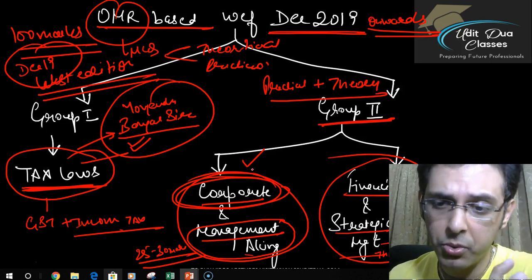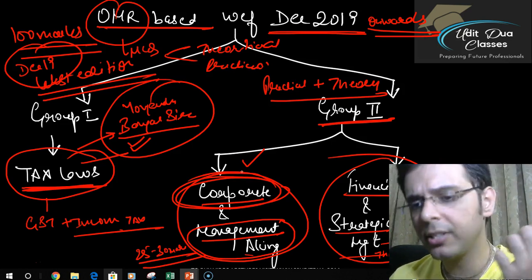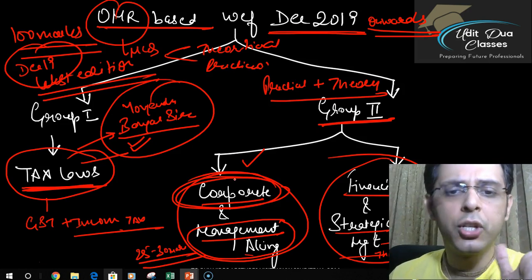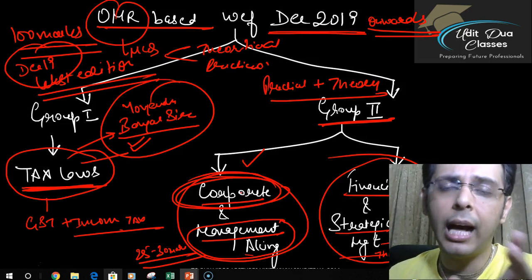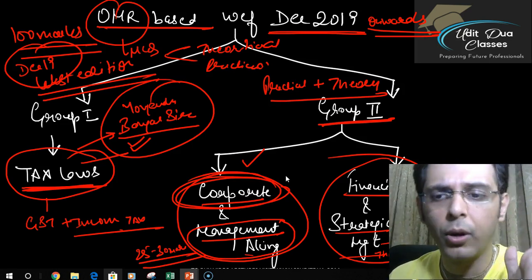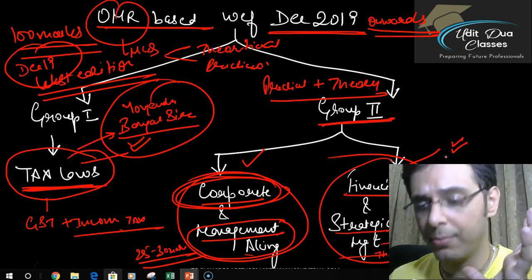I'm making MCQs for all my students, and I'll be uploading them on my website for every student who is connected with me on YouTube or Instagram or anywhere. So for corporate and management accounting, I'll be giving you MCQs in thousands, more than 1,000 or 2,000. I don't know how many it will be. For financial and strategic management, I'll also try to make the MCQs, right?